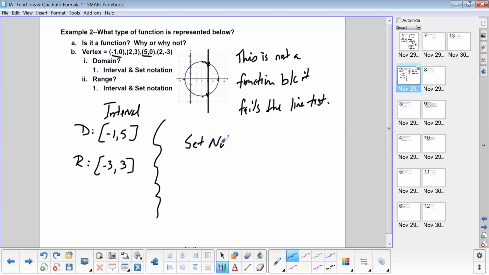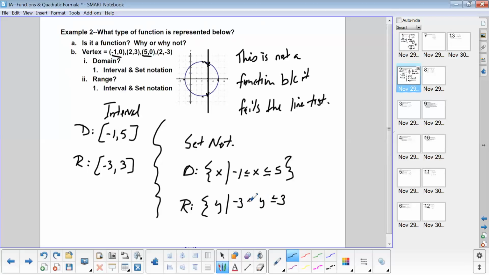Set notation for domain would be all values of x such that x is smaller than or equal to 5 and -1 is smaller than or equal to x. The range would be the same way. Set of all values y such that y is less than or equal to 3 and -3 is less than or equal to y. That would be your range.